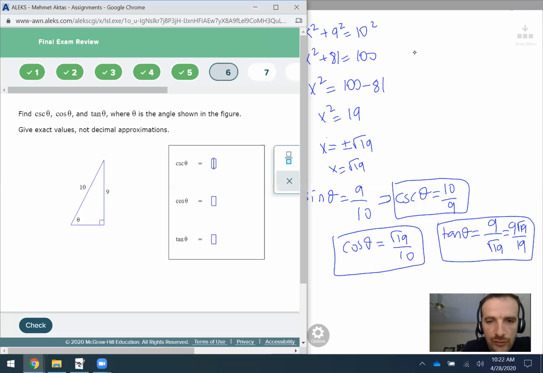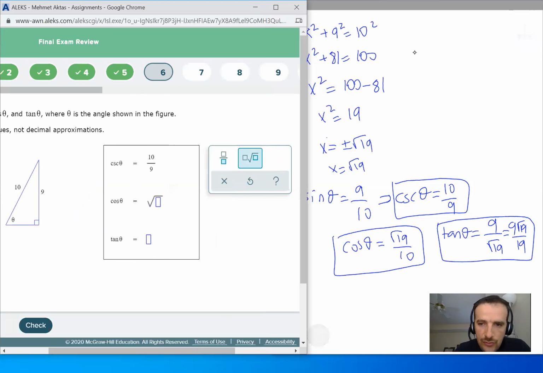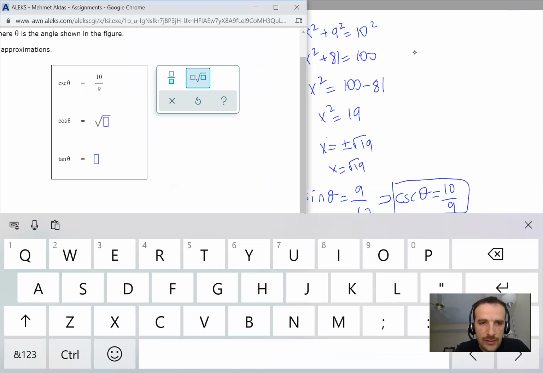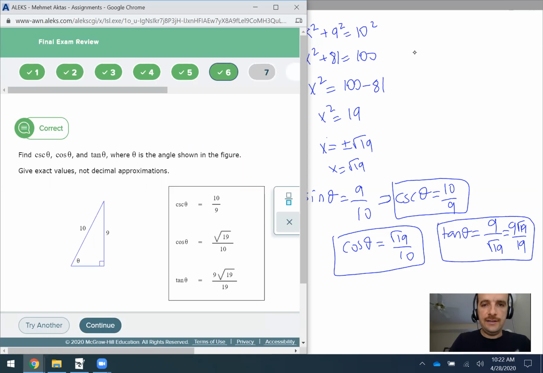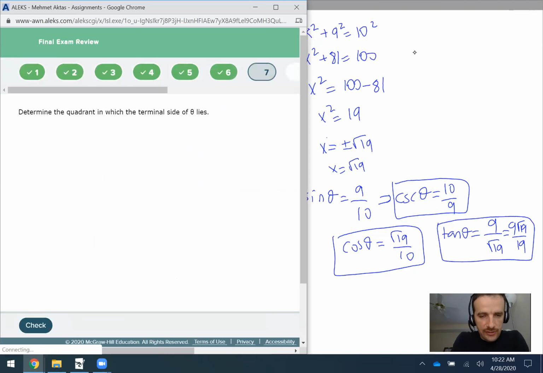Okay, let's put those answers. So 10 over 9 for cosecant. For cosine I need root 19 over 10. And for tangent, I should have 9 root 19 over 19. Let's check our answers. Correct. All right. Let's move to the next question.